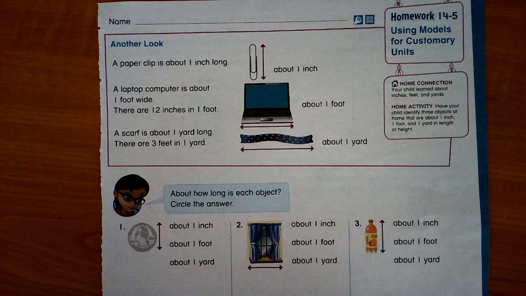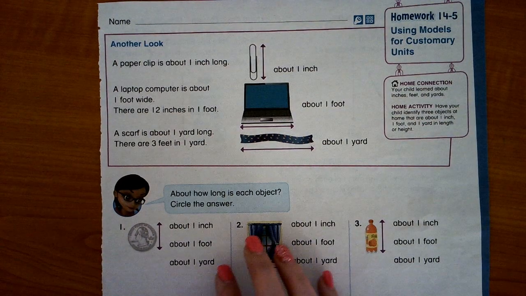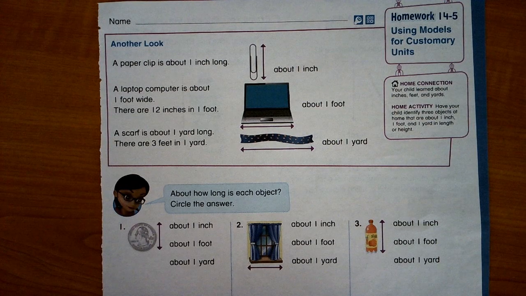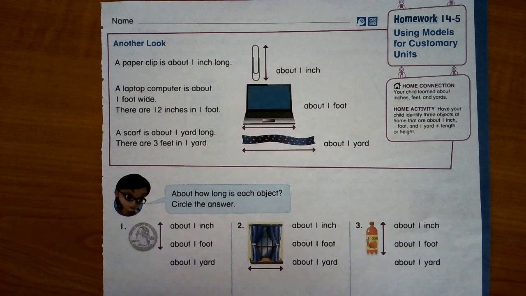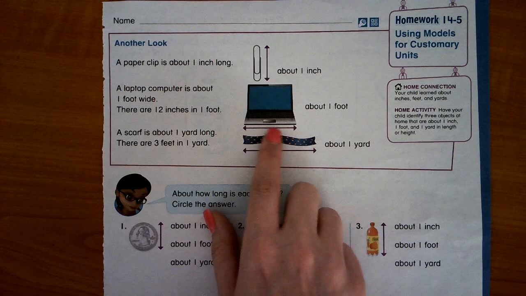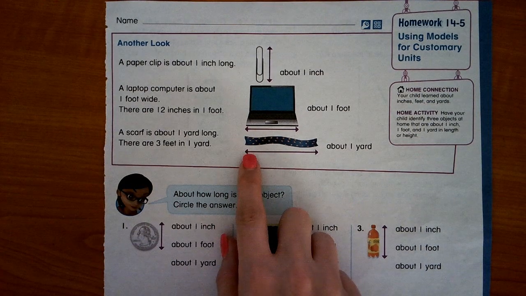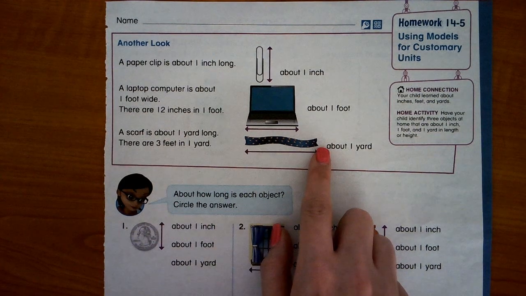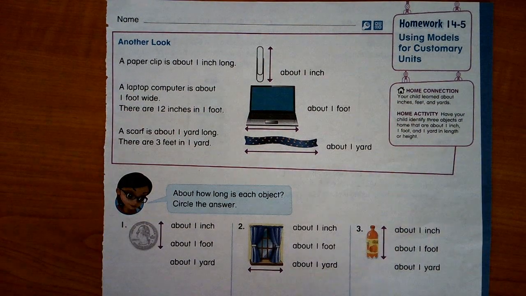And today I am going to follow up Miss Martin's video about measurement. So she kind of went over this sheet where y'all talked about using things like a paper clip that is equal to about 1 inch, and using objects like, for instance, a laptop computer is about 1 foot wide, and there are 12 inches in that 1 foot. And then a scarf, if you took it off your neck and laid it out flat, would be about 1 yard long. And some of you have seen a yardstick before, so you can kind of imagine what that looks like.